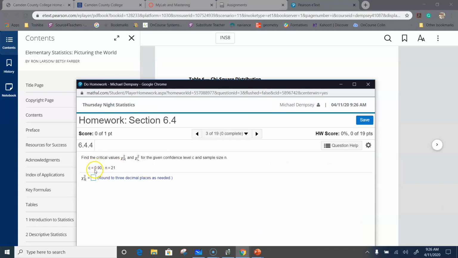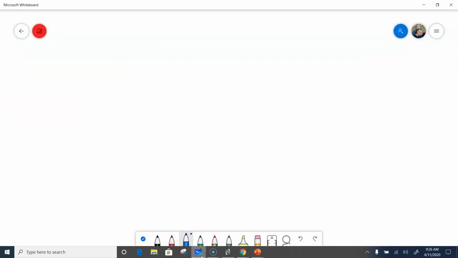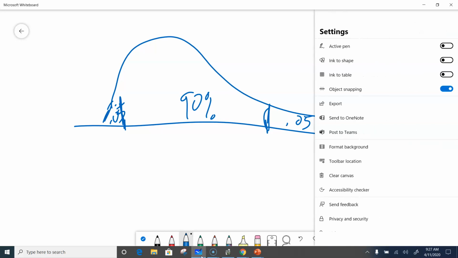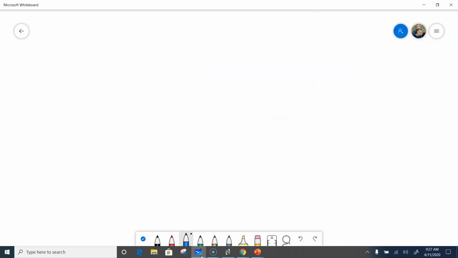We want 90% confidence. When we have 90% confidence, remember that that's 5% in each tail. I'll show you what I mean. I'm going to try to draw a chi-squared, kind of skewed right distribution. If I have 90% in my interval, try to keep in mind that that would leave us with 5% in each tail. That's what we mean by 90% confidence. You still have that 5% in either tail.